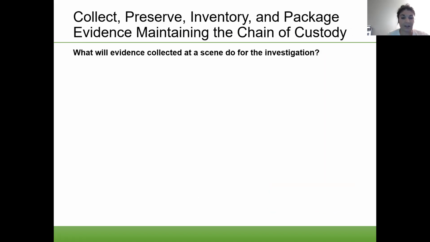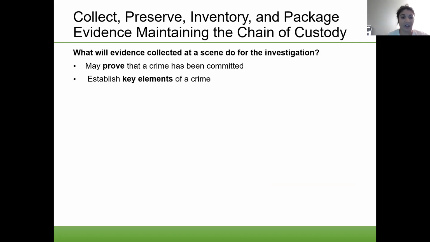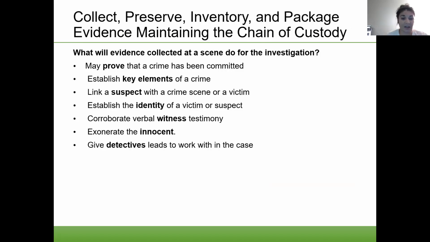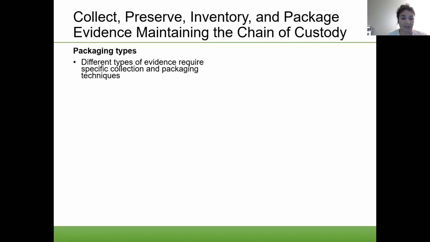What will evidence collected at a crime scene do for the investigation? It can prove that a crime has been committed, can establish key elements of a crime, can link a suspect with a crime scene or a victim, can establish the identity of a victim or suspect, can corroborate verbal witness testimony, can exonerate the innocent, can give detectives leads to work within the case.